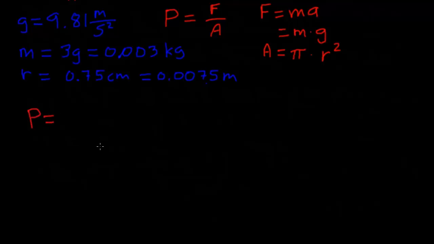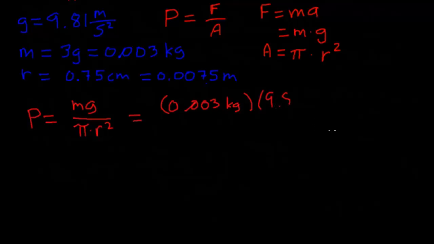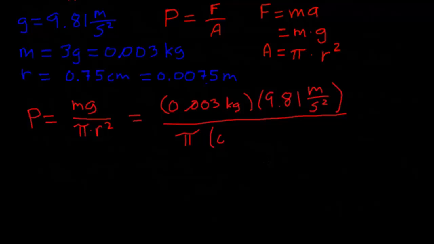So pressure equals force. And what is force? Force is mass times the acceleration due to gravity. And then we're going to divide that by the area. And what is area? It's pi times r squared. Calculate the area. So now we're just going to plug in our numbers. We've got 0.003 kilograms times the acceleration due to gravity, 9.81 meters per second squared, divided by pi, and r, 0.0075 meters, and that gets squared.